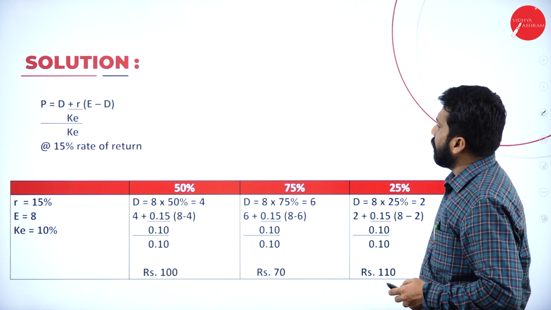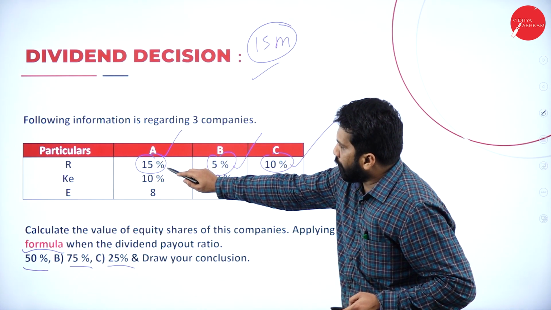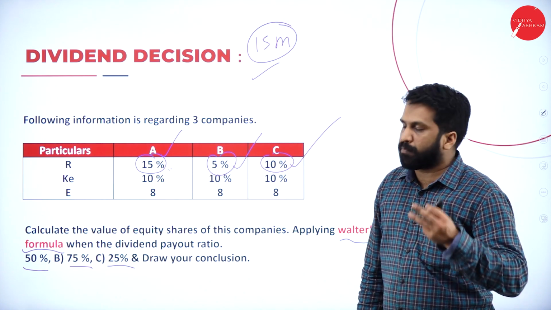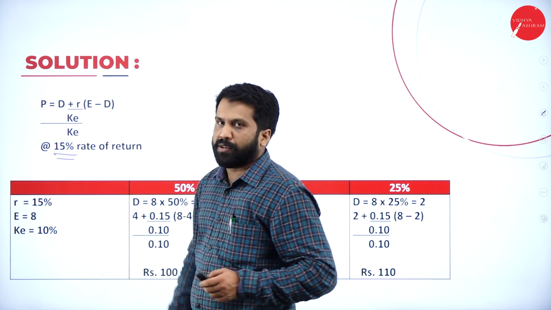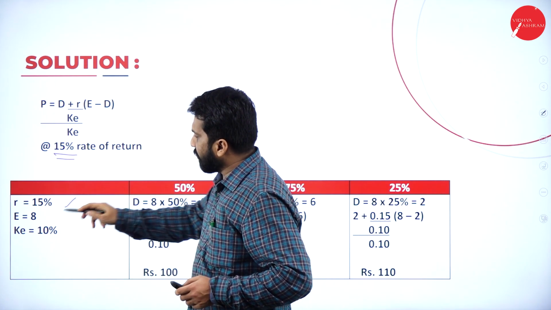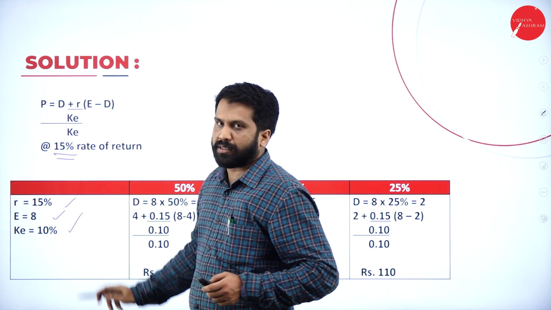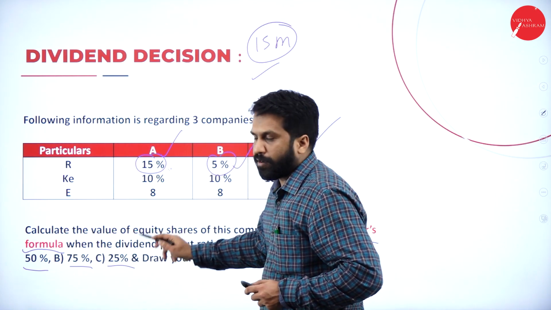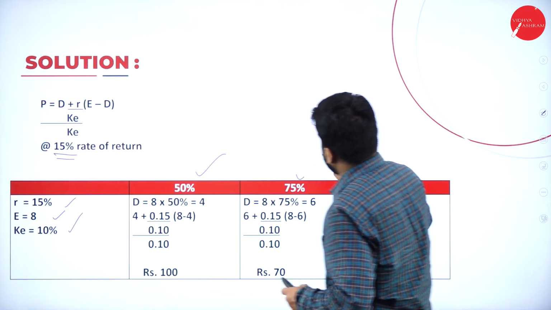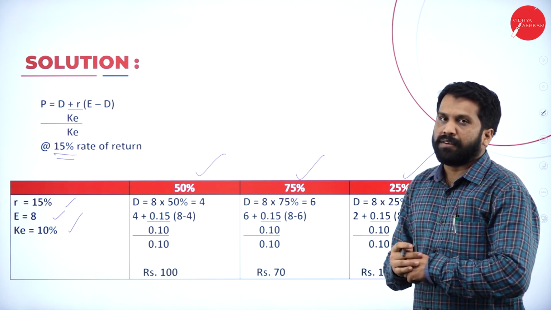First, we'll do it for 15%. How to do for 15%? I'll show you. Rate is 15, earning is 8, cost of equity 10. Now, what are your dividends? 50%, 75% and 25%.